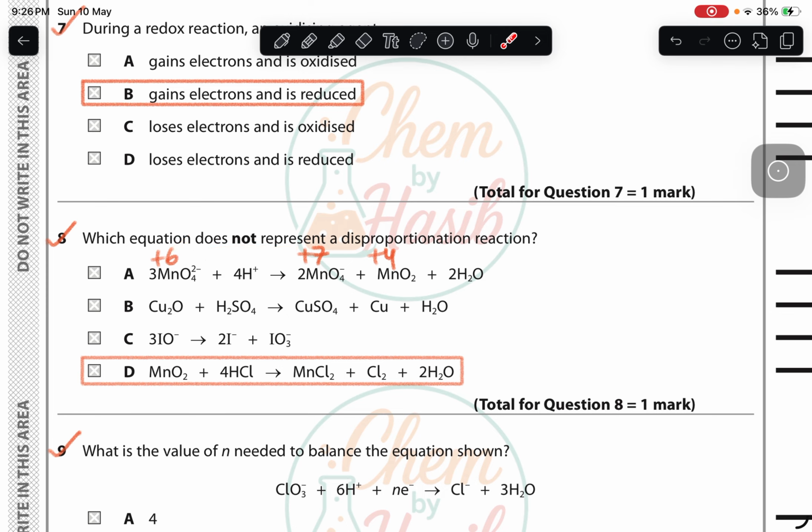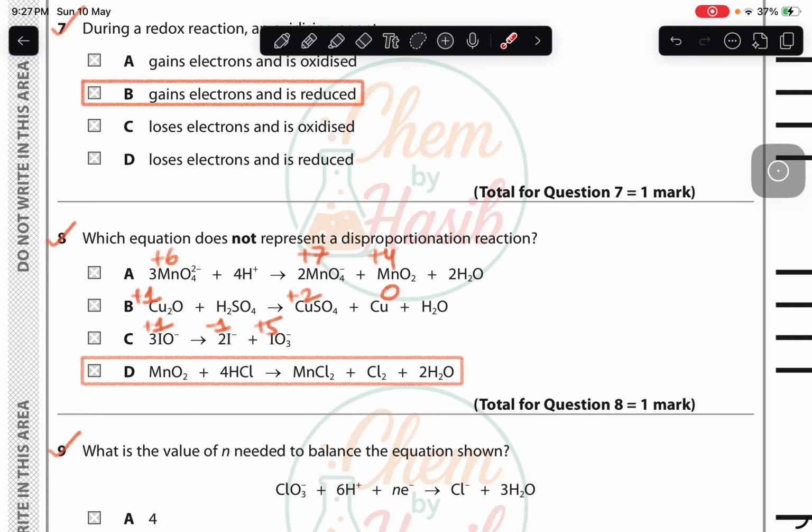If you look at option B, the oxidation number of copper here is +1, and the oxidation number of copper here is +2, and the oxidation number of copper here is 0. Now the oxidation number increases from 1 to 2 and also decreases to 0. So B must be a disproportionation reaction. So B is not the answer. If you look at option C, the oxidation number of iodine is 0, the oxidation number of I minus is -1, and the oxidation number of IO3 minus is +5. Now the oxidation number of iodine decreases from 0 to -1 and increases from 0 to +5. So C cannot be the answer, right?